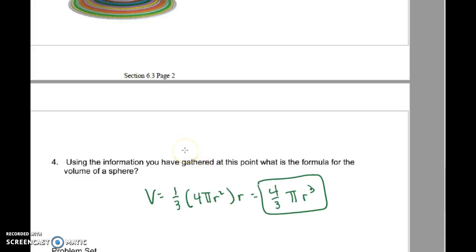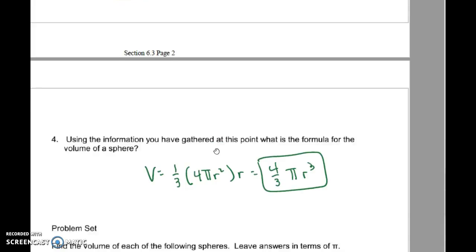So our volume of a sphere, we can use this formula any time now because we have it, but we want to know where it came from. It's going to be 4/3 of pi r cubed. So take your radius and cube it.